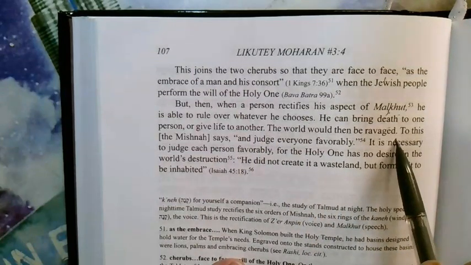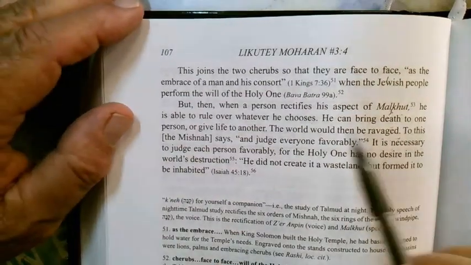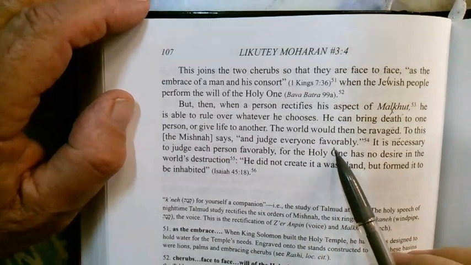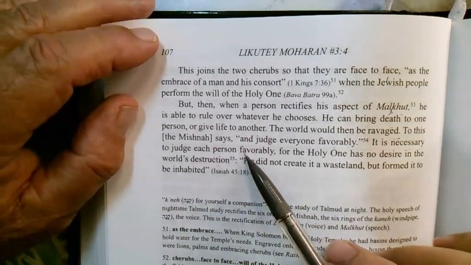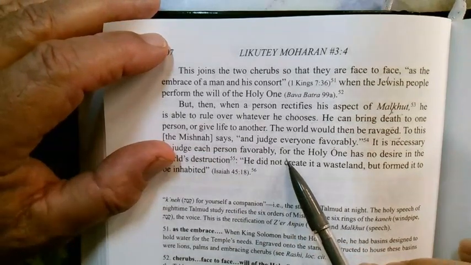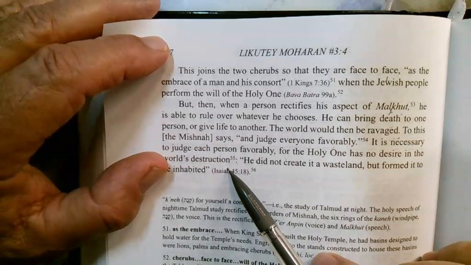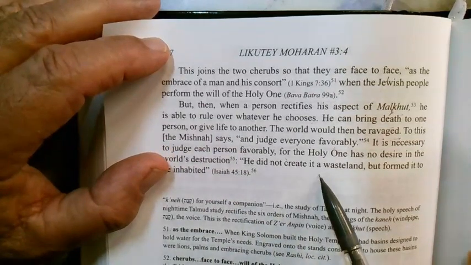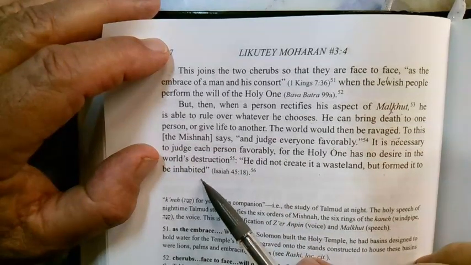So if that was possible, then this would be altogether wrong. It's the wrong idea. To this the Mishnah says, and judge everyone favorably. It's necessary to judge each person favorably, for the Holy One has no desire in the world's destruction. He did not create it as a wasteland, but formed it to be inhabited.